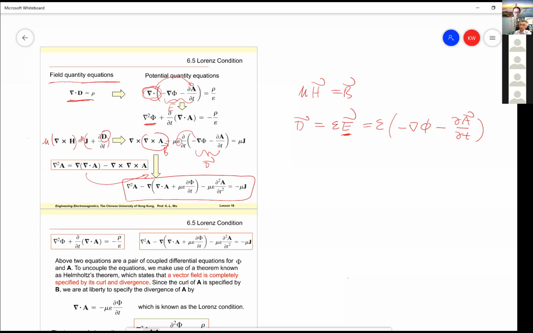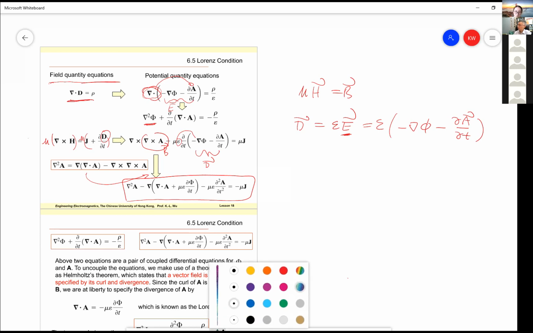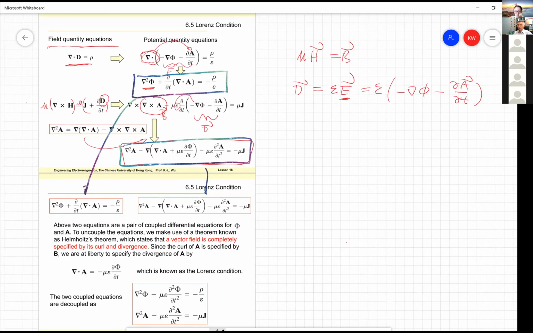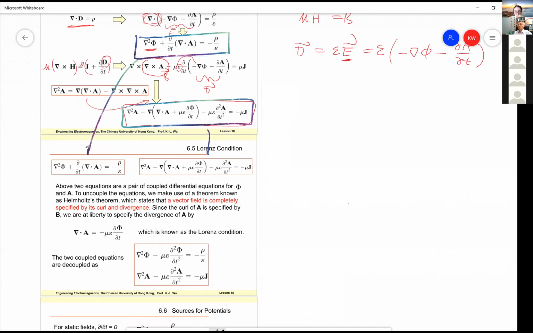Now we have two equations. One is the one we just arrived at, and this is the second equation. I copy these two equations. So let's take a look at the relation.